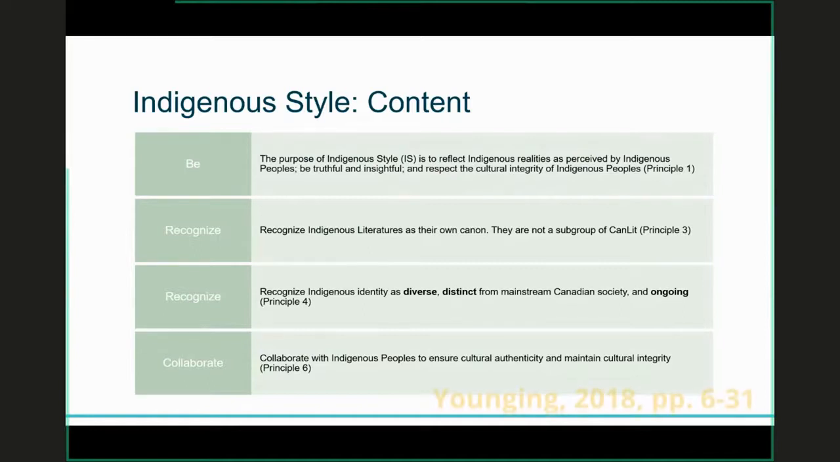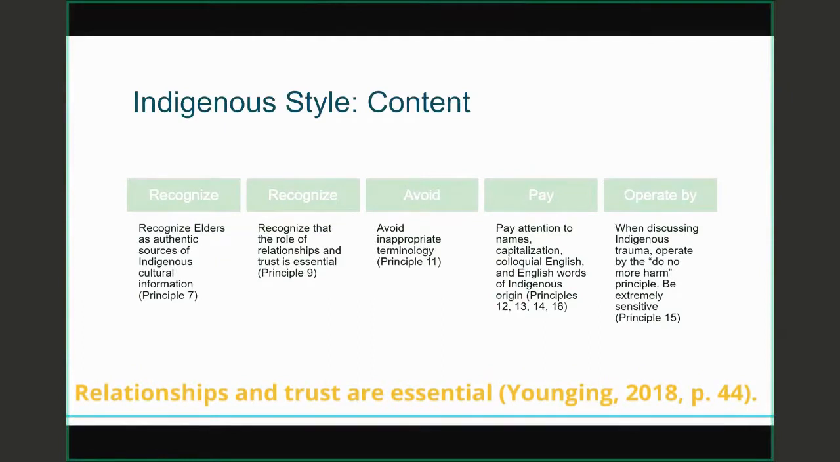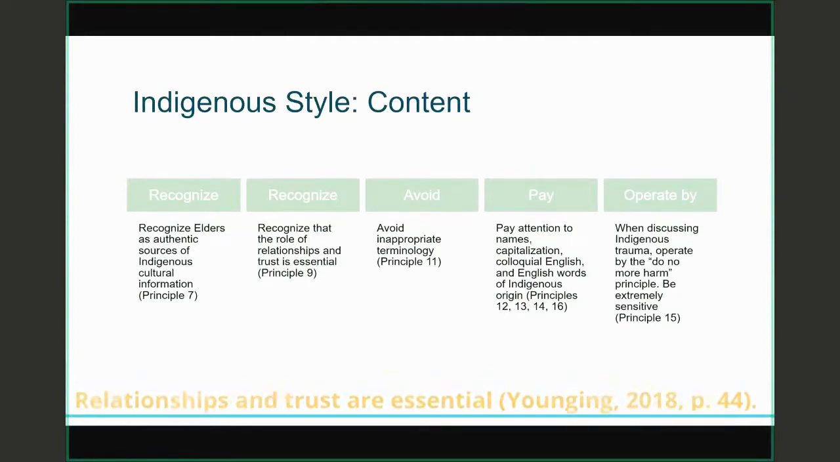Again, I'd like to emphasize the importance of collaboration. Collaborate with Indigenous peoples to ensure cultural authenticity and maintain cultural integrity. In your writing, recognize elders as authentic sources of Indigenous cultural information. Throughout his book, Younging emphasizes that building and maintaining relationships and trust is essential.